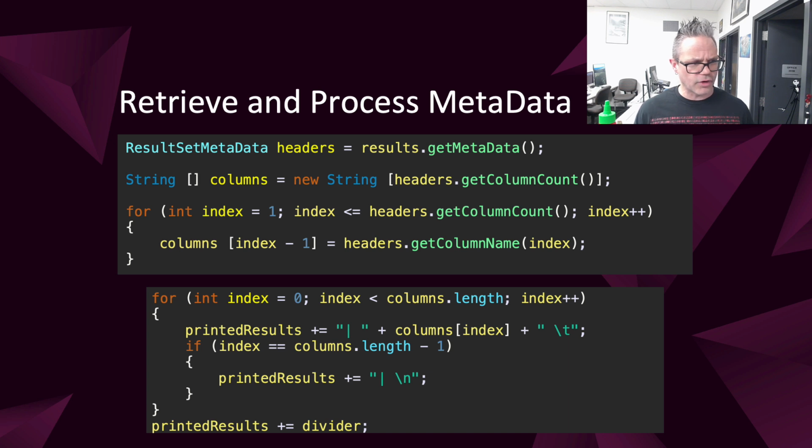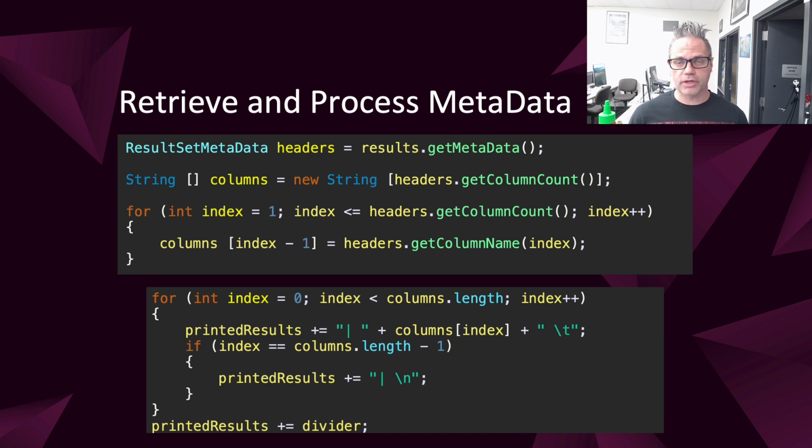Great. And then for index = 1; index is less than or equal to headers.getColumnCount(); index++. This is what we're talking about with the indices. We start off at 1, we go less than or equal to the count we're working on. Very different from a standard for loop. Then columns[index - 1], to go back to that 0th value, because in Java land we start off indices at 0. So that's why that index - 1 is there. Equals headers.getColumnName, passing an index.